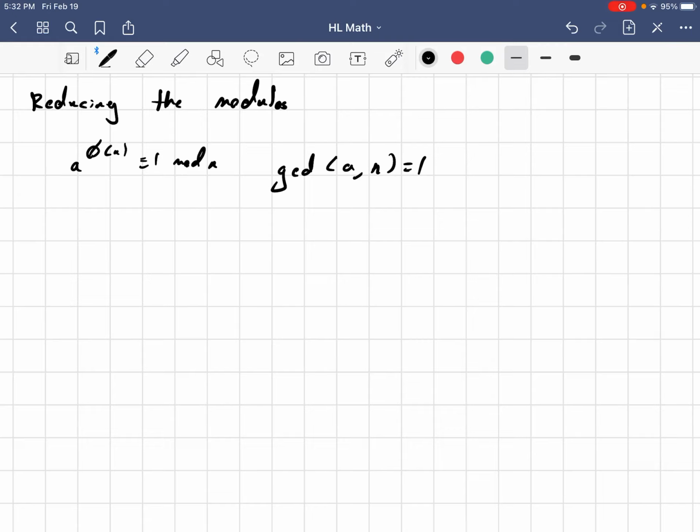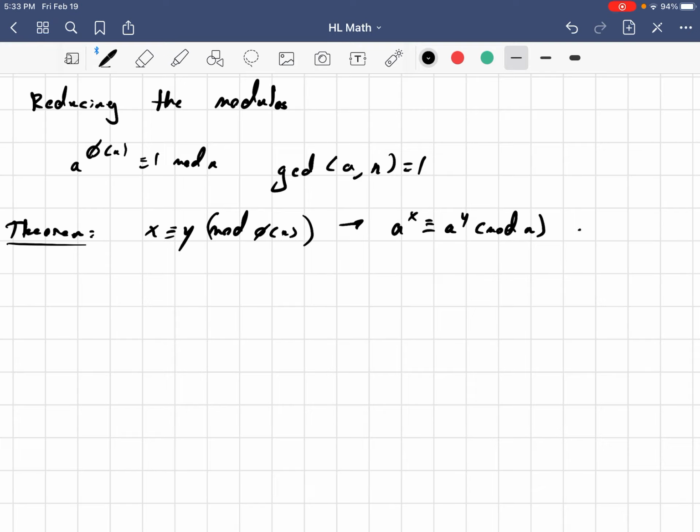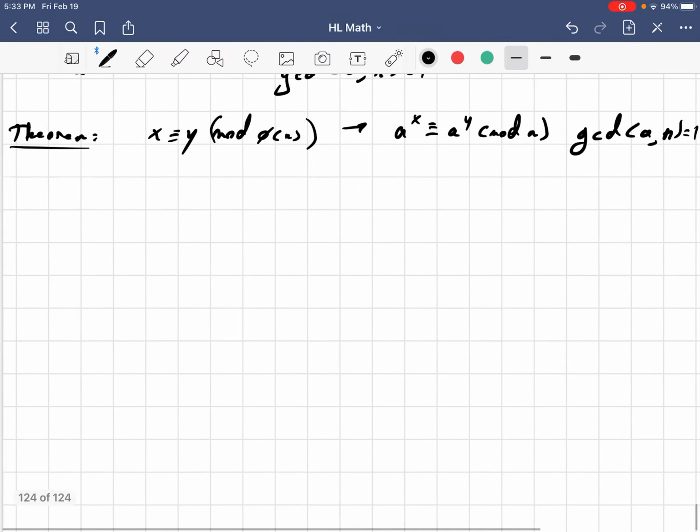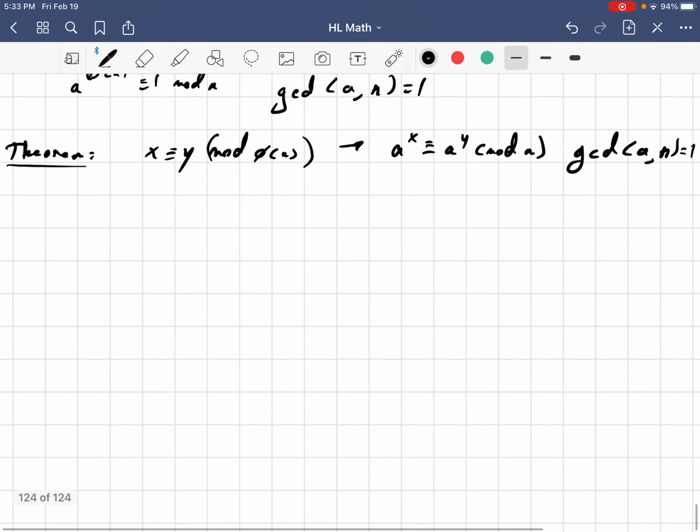And now the theorem here is that if we have x being congruent to y mod phi of n, then that implies that a to the x is congruent to a to the y mod n, for the GCD of a and n equal to 1. And it goes like this. If x is congruent to y mod phi of n, then x minus y is congruent to 0 mod phi of n. In other words, x minus y is a multiple of phi of n.